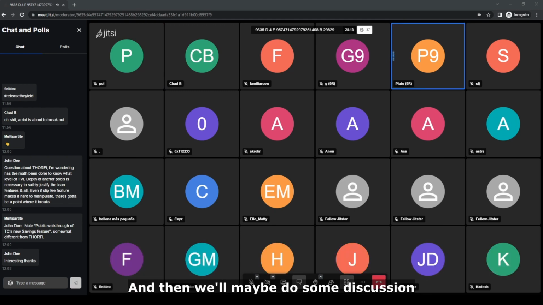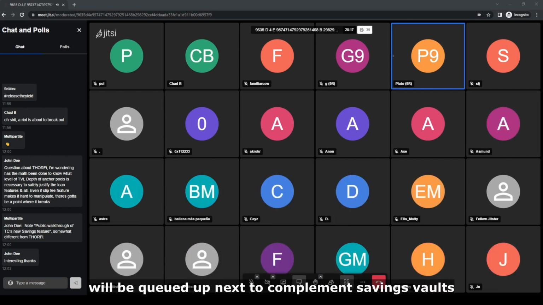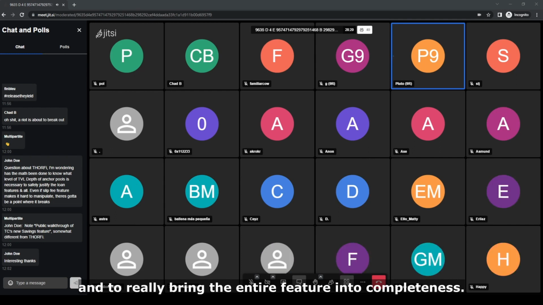And then we'll maybe do some discussion around how the protocol owned liquidity will be queued up next to complement savings vaults and to really bring the entire feature into completeness. So yeah, with that, let's start out.